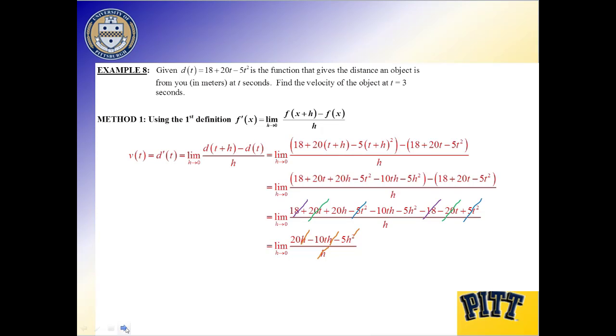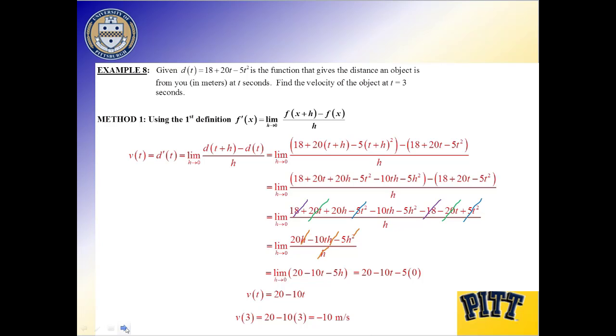Anywhere before this point, if I put 0 into what I had, I would end up with 0 over 0, the indeterminate form, which tells me I've got to get some kind of cancellation to get rid of this. Now, when I evaluate the limit by allowing h to be 0, I get 20 minus 10t minus 5 times 0, so v of t is 20 minus 10t. That is a formula that's going to give me the velocity at a given time t, the instantaneous velocity. So now I'll just plug 3 in for t and get negative 10 meters per second.